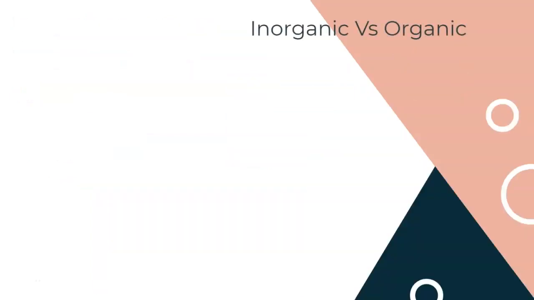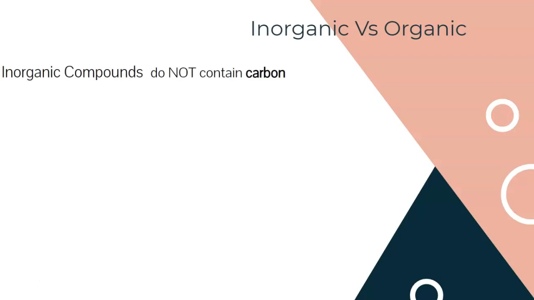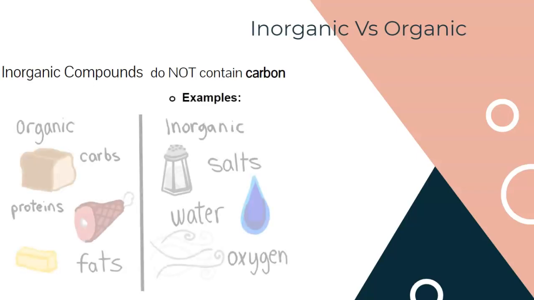The other thing we want to define is when we're talking about macromolecules, are we talking about something that's organic or inorganic? So inorganic compounds do not contain carbon. So if I'm talking about something like calcium, calcium is just calcium. There's no carbon involved in calcium. So calcium is an inorganic compound.